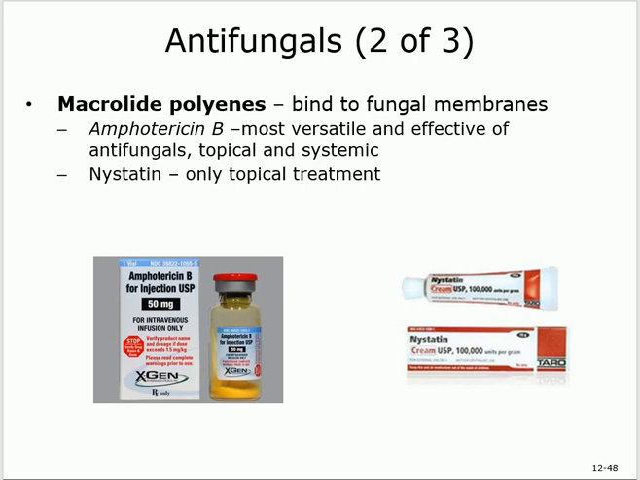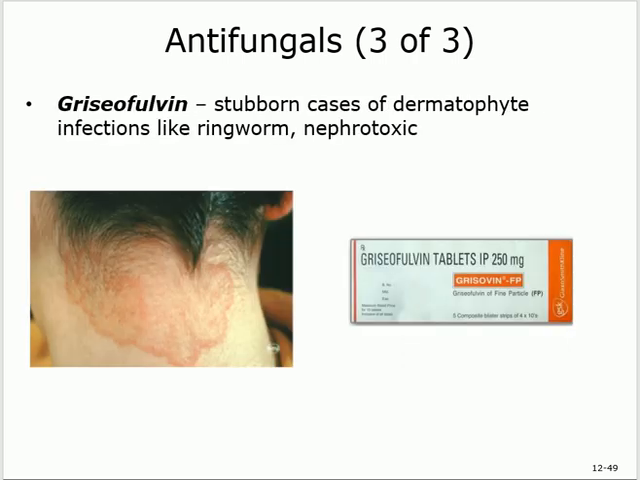Macrolides, for example, amphotericin B and nystatin. Okay? Nystatin, you will see it over the counter in any pharmacy, like for athlete's foot or something. The other one, if you have something like ringworm, do you remember the ringworm? It's a type of tinea, looks ring shaped, and this is kind of stubborn. It will stay for a longer time.